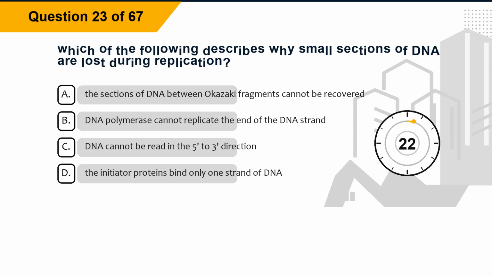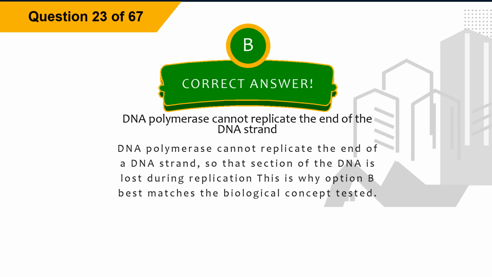Question 23. Which of the following describes why small sections of DNA are lost during replication? Option A, the sections of DNA between Okazaki fragments cannot be recovered. Option B, DNA polymerase cannot replicate the end of the DNA strand. Option C, DNA cannot be read in the 5' to 3' direction. Option D, the initiator proteins bind only one strand of DNA. The correct answer is option B, DNA polymerase cannot replicate the end of the DNA strand.